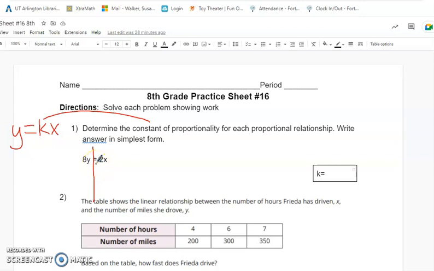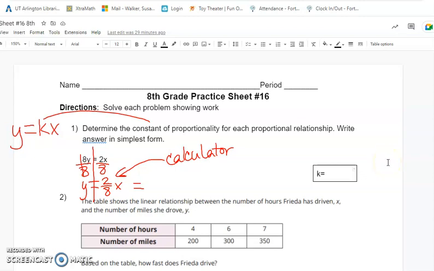So when I look at this, I need to get y by itself. There's an 8 in front of that, so I divide by 8, divide by 8. So I can rewrite this like this. This is how I would do it. Now, your job is to punch that into the calculator, just the fraction. Whatever you get, that's k because that's in front of the x.